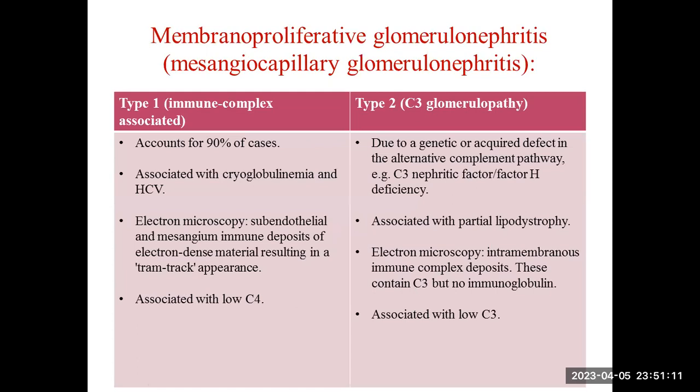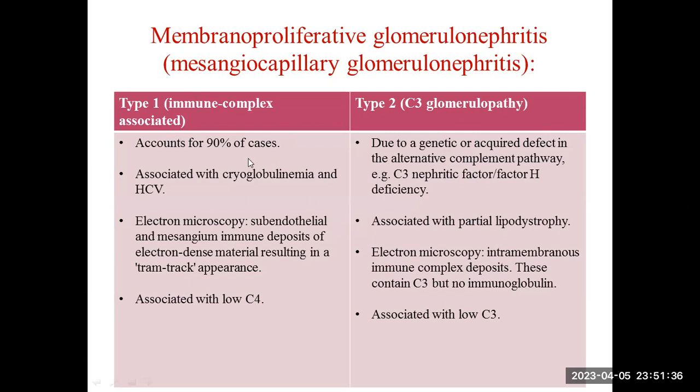Now let's talk about membranoproliferative glomerulonephritis, which is also called mesangiocapillary glomerulonephritis. This is another term. This is a bit complicated type of glomerulonephritis. It has two subtypes, type 1 and type 2. Type 1 is also called immune complex associated membranoproliferative glomerulonephritis, while type 2 is called C3 glomerulopathy.